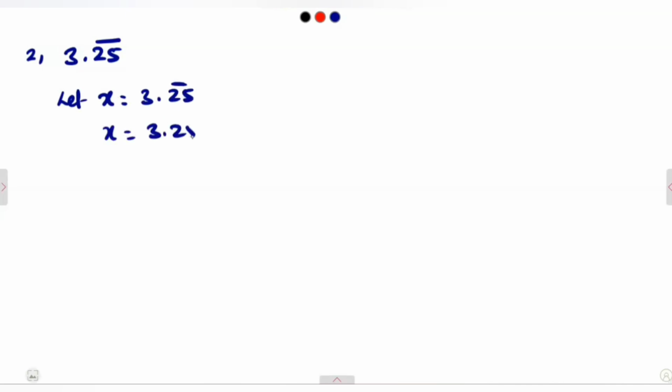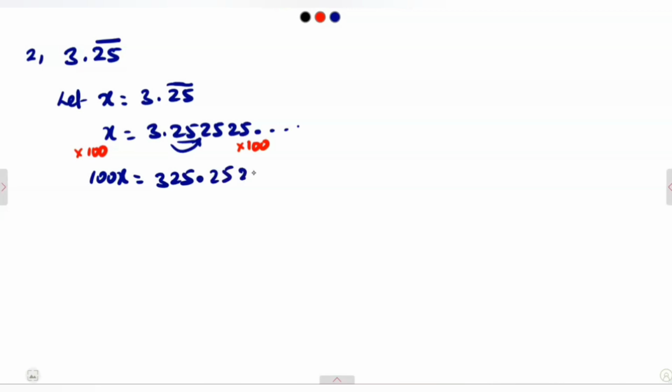Let us take the second example: 3.25 bar. Here two digits are repeating. Let x be equal to, as usual, 3.25 bar. Expand it: x is equal to 3.2525 and so on. Here two digits are repeating, 2 and 5, so multiply both sides by 100. If you multiply any number by 100, the point moves two digits to the right. So this side is 100x, and the other side becomes 325.2525 and so on.